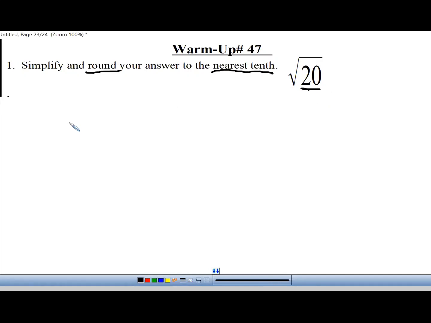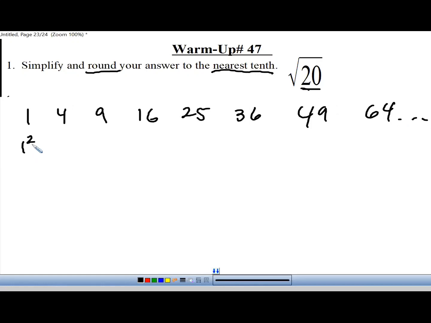What are my perfect squares? Well, perfect squares are 1, 4, 9, 16, 25, 36, 49, 64, and so on and so forth. Where are you getting those numbers, Mr. Q? Well, what is 1 squared? 1. What is 2 squared? 4. 3 squared? 9. 4 squared? 16, and so on and so forth. These numbers on top, they're known as perfect square numbers because we can take the square root of those numbers.